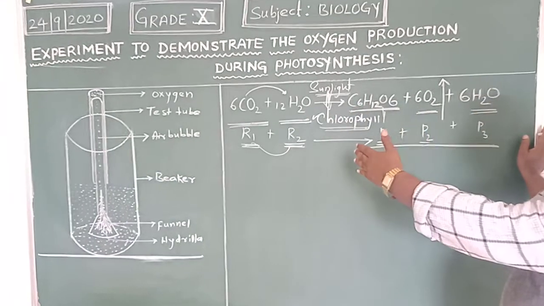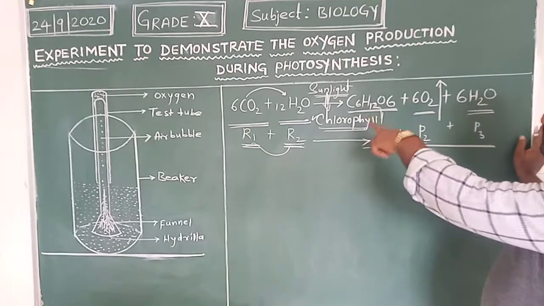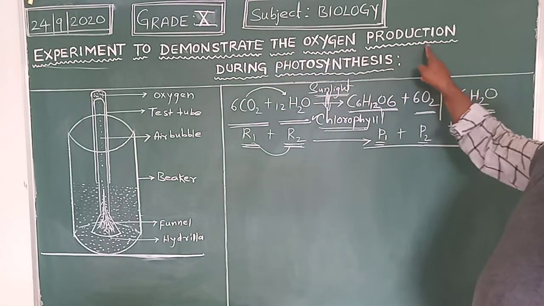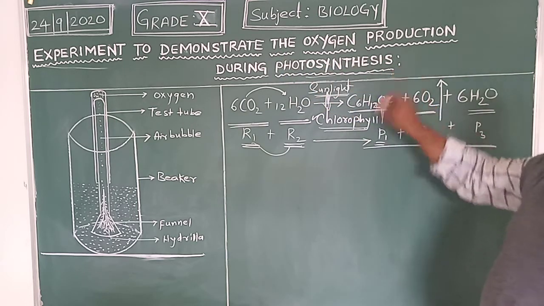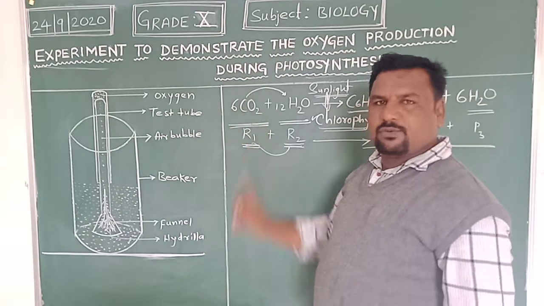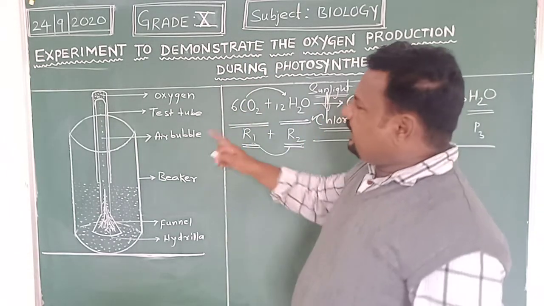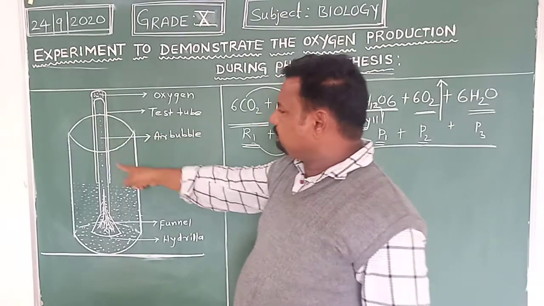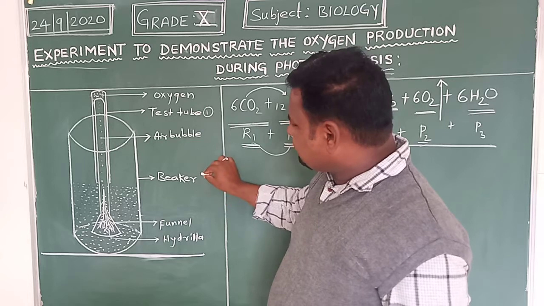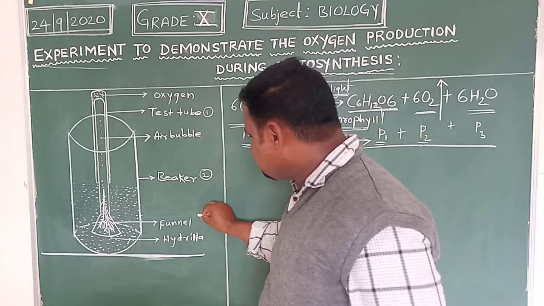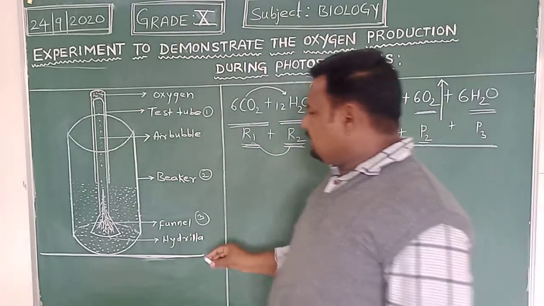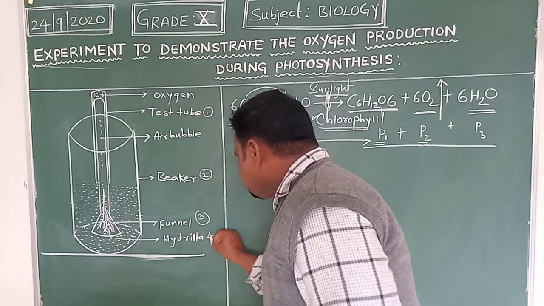This we learned. Now, our main objective, main theme, is to demonstrate oxygen production during photosynthetic activity. As shown in the figure, to demonstrate this, what requirements do we need? We need a test tube, then a beaker. Number 1 requirement is the test tube, then the beaker, then number 3 is the funnel, a tissue funnel placed in a beaker. Then we need hydrilla twigs.